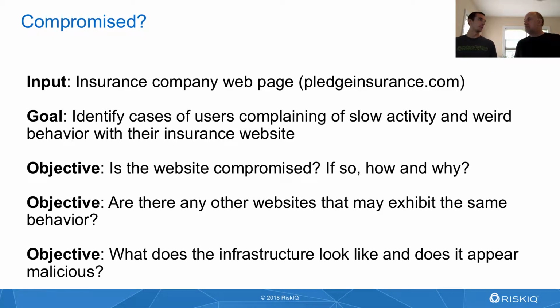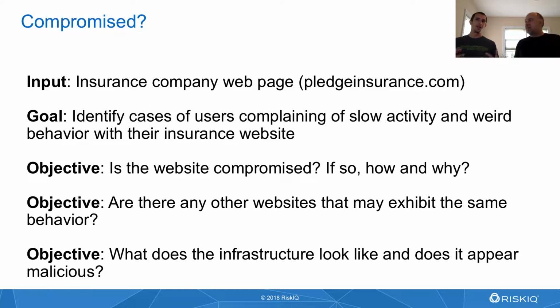So in this exercise labeled compromised, we're going to try to figure out whether or not the website that we're looking at appears to have some sort of compromise associated with it, or if it's doing anything that's strange. The input that we're going to be taking in is an insurance company webpage, specifically pledgeinsurance.com, and our goal is to essentially identify cases where users are complaining about slow activity and weird behavior on the insurance website, and we're going to take the role as the content administrator, someone who basically looks after the website.